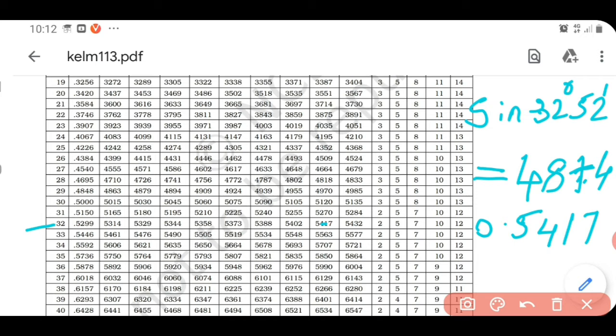That means you have to look in the mean difference column. Looking in the mean difference column, this is corresponding to 4. In the same row, it is 4. So that 10 is to be added. So it becomes 0.5417 plus 10, that becomes 27. So 0.5427. That is the sine of 32 degree 52 minute.